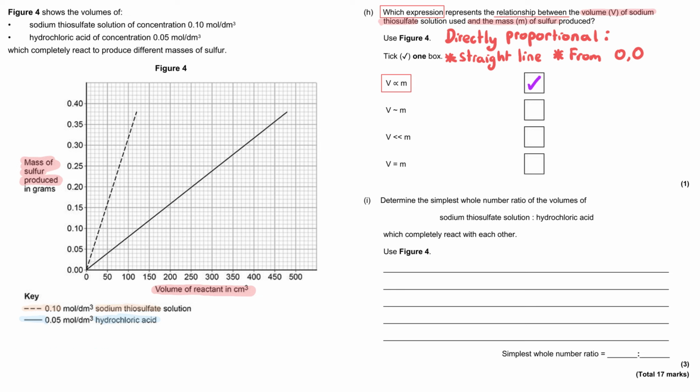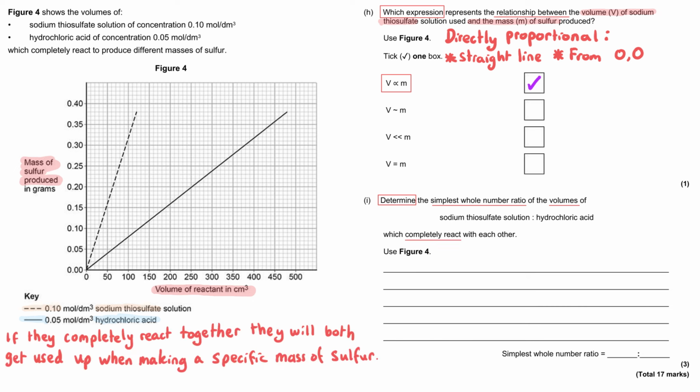And our final question is to determine the simplest whole number ratio of the volumes of sodium thiosulfate to hydrochloric acid, which completely react with each other. That's really important. The fact that they completely react with each other means that they will be producing a specific mass of sulfur in grams. Now, actually, it doesn't matter what mass of sulfur you choose to produce. It just matters that you are producing a specific amount.